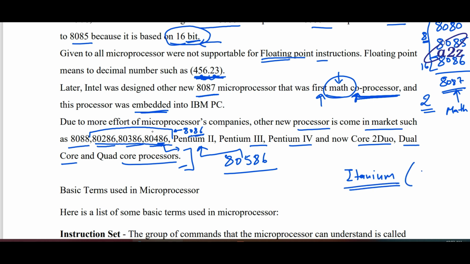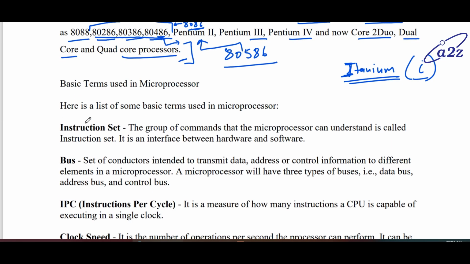Itanium series, जिसको आप I बोलते हैं ना, I3, I5, I7. So these series is known as Itanium series. We'll discuss this in detail in a few minutes.